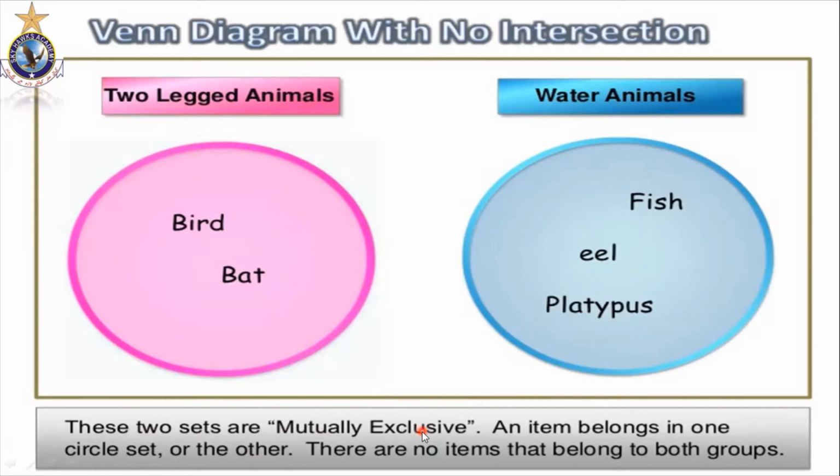There are no items that belong to both groups. So from here we can see that there is no intersection, nothing is common. They are not overlapping. There is no commonality whatsoever. We are just getting two different kingdoms of animals: one is two-legged animals and the other is water animals.